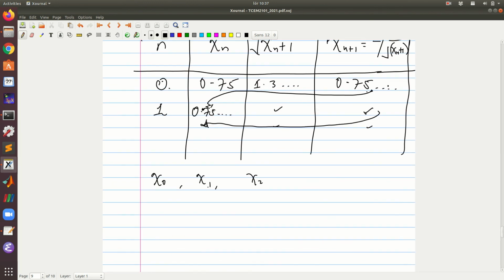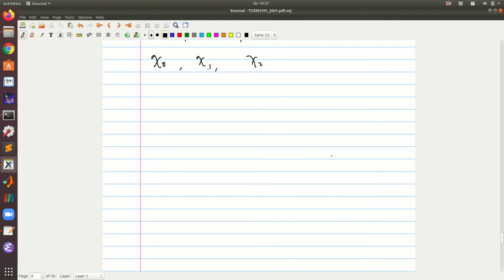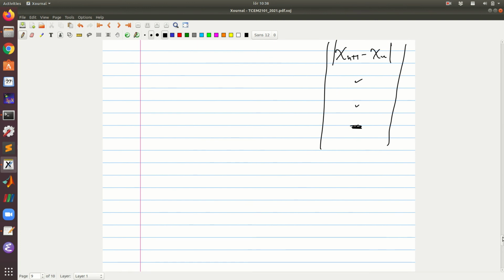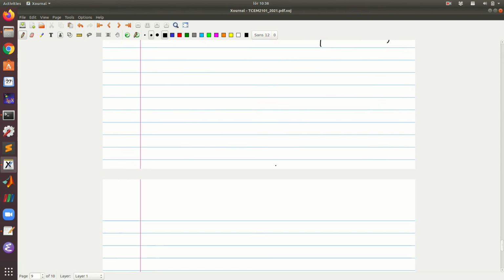Maybe we should have added a column for the errors. In the last column, we have the errors, which are the absolute value of x(n+1) minus xn. We compute this value, and we are trying to ensure that if it is less than 10 to the power negative 4, then we stop, and that will be our root. If not, we can continue on and on.